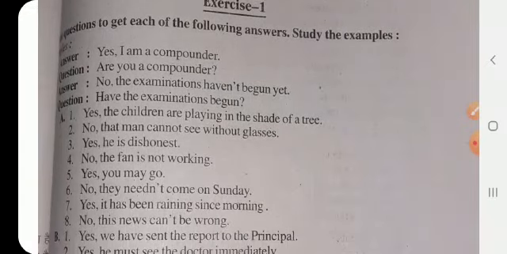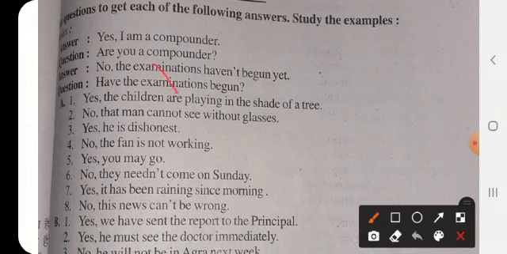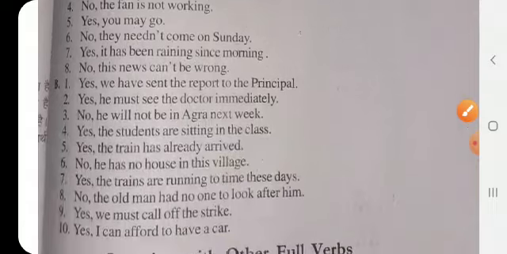Coming on to exercise number 1, here we have, the children are playing in the shade of a tree. Now, what we can do is, are the children playing in the shade of a tree? Interchanging the auxiliary verb or the helping verb with the subject has converted the statement into an interrogative sentence. This is how we can do exercise 1.